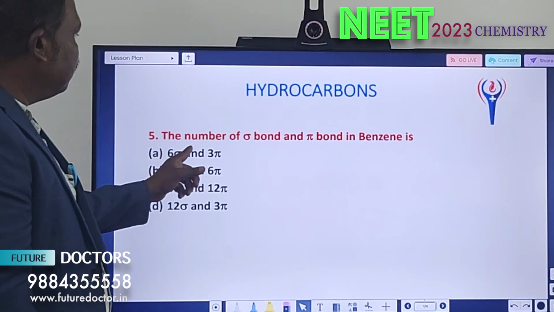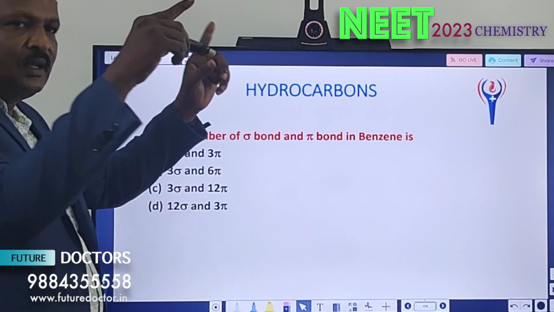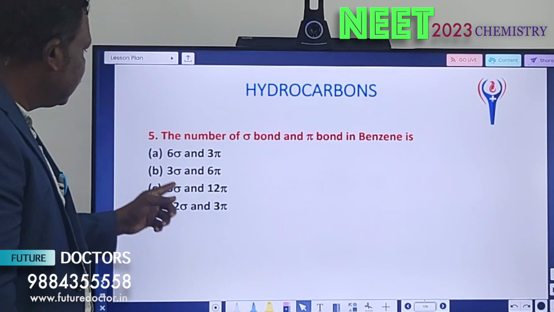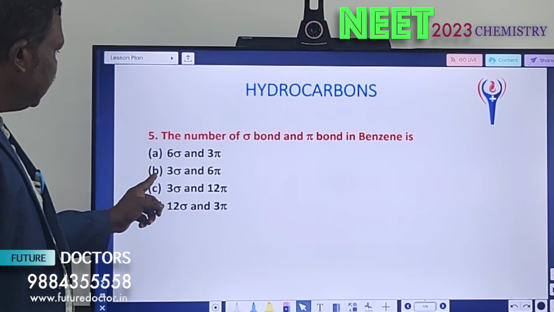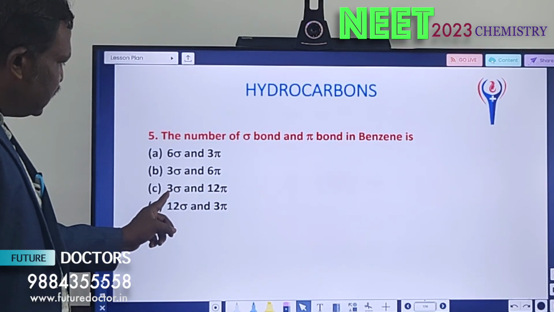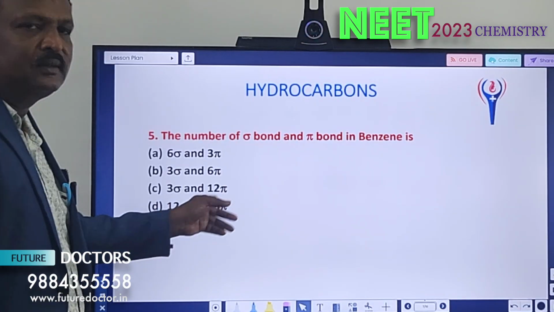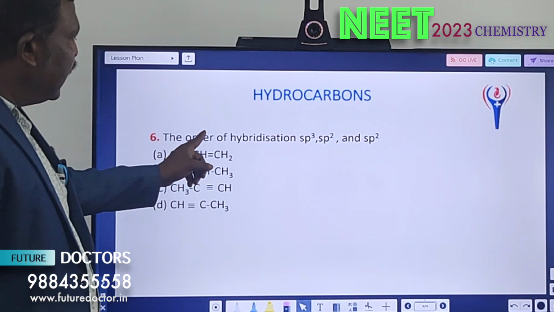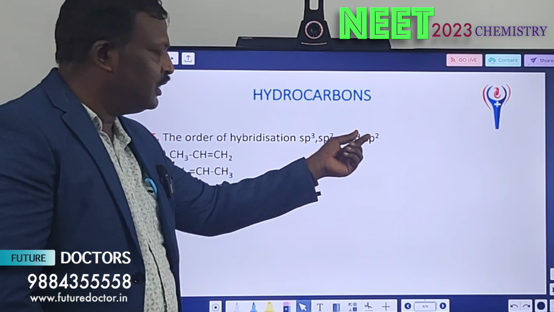Fifth one. The number of sigma bonds and pi bonds in benzene. Simple question. You have to draw the structure for benzene and find out how many sigma bonds and how many pi bonds. Option A is 6 sigma and 3 pi bonds. Option B, 3 sigma and 6 pi bonds. Option C, 3 sigma and 12 pi bonds. Option D, 12 sigma and 3 pi bonds. Understood? Okay.